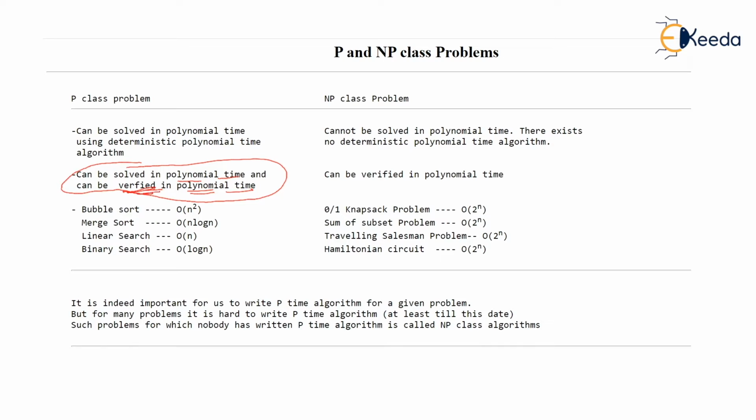This verification also can be done in polynomial time. For example, suppose we are given an array with some values, let's say 10, 20, 30, 40, 50. And the problem asked is: is this array sorted?